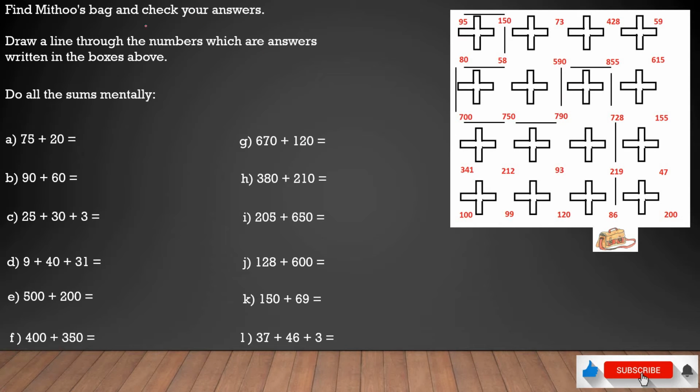So here is a very interesting exercise. Let me read what we have to do in this exercise. Here it is written, find Mithu's bag and check your answers. Draw a line through the numbers which are answers written in the boxes above.